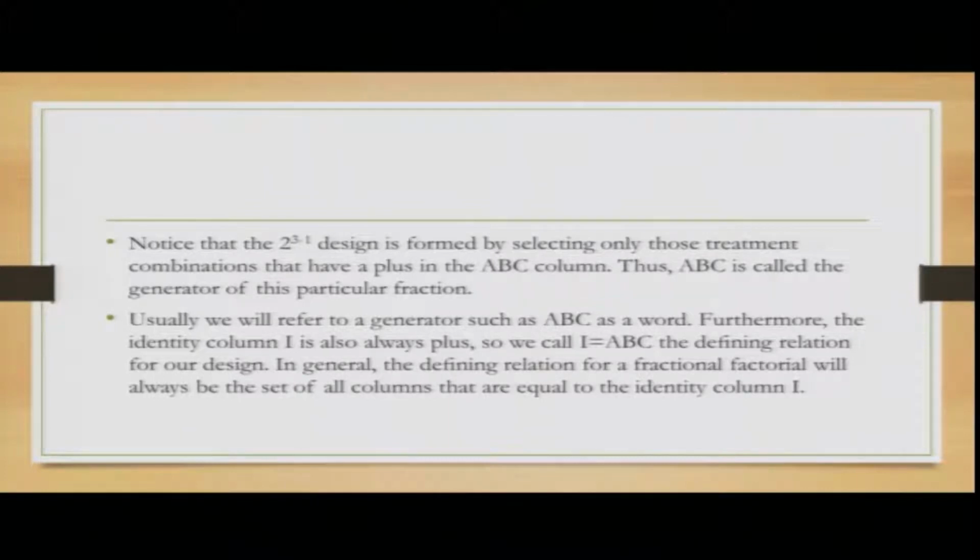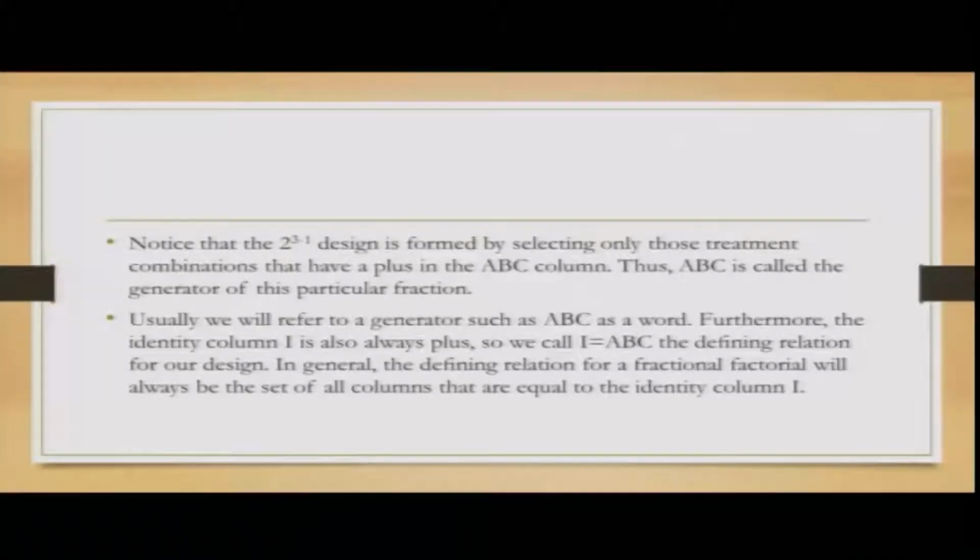Furthermore, the identity column I is always put such that we have the combination of I being equal to ABC. That means we are trying to find out the combined effect of ABC, thus defining the relationship for our design. In general, the defining relationship for a fractional factorial will always be the set of the columns that are equal to the identity column, which is basically ABC. So, in case you have A, B, C, D, it will be a combination of A into B into C into D. If it is only AB, it will be a combination of AB.